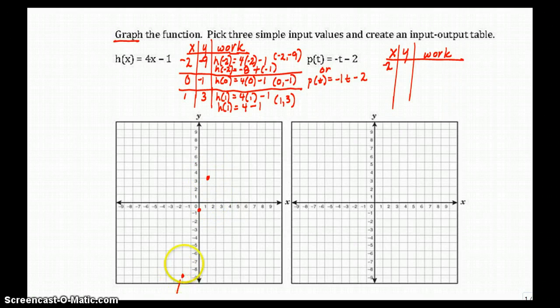Again, you're going to use a ruler. It's very, very important that you use a ruler to connect your points. Mine aren't nearly as pretty as yours will be. It's a positively sloping line. Okay, you're going to try the second one and the one below it.